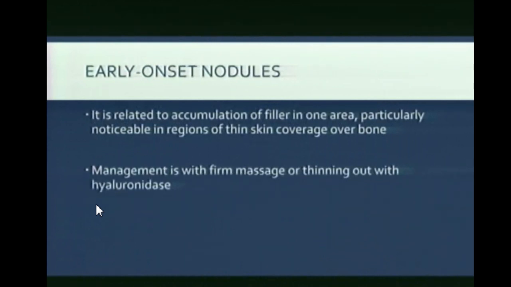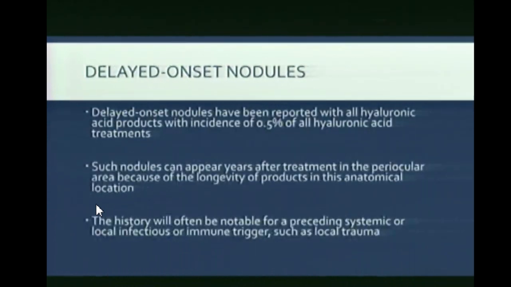Early onset nodules are another frequent issue, and they can be seen early, immediately after the injection, and this is related to the technique itself. You can see lumping and bumping of the tissue, so we need to do a massage to soften that. However, it can also be delayed, weeks after the procedure, and it's been reported in up to 0.5% of hyaluronic acid treatments. Such nodules can appear even years after a treatment, and we don't know exactly what the cause is, but the problem is that the periorbital area is one of the common areas for these nodules to happen.